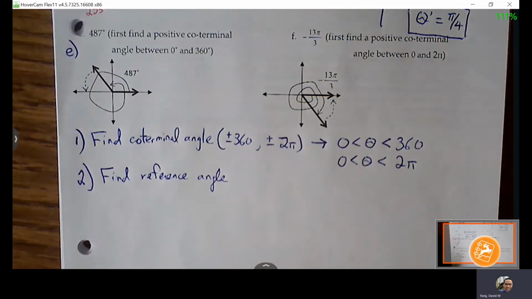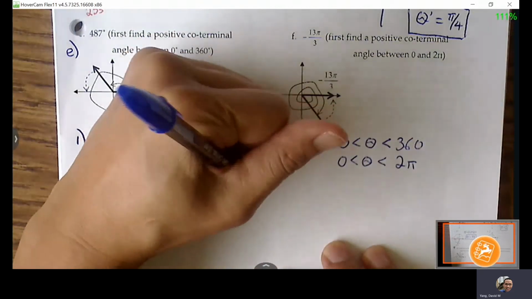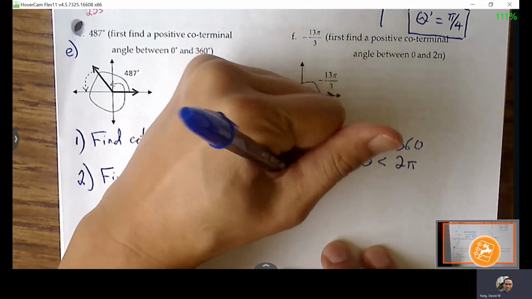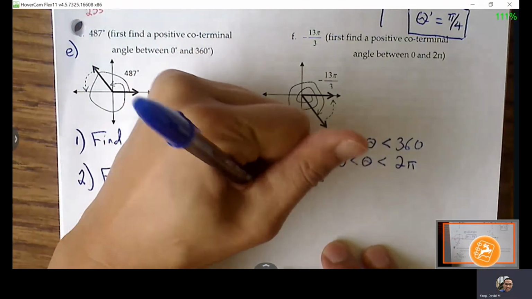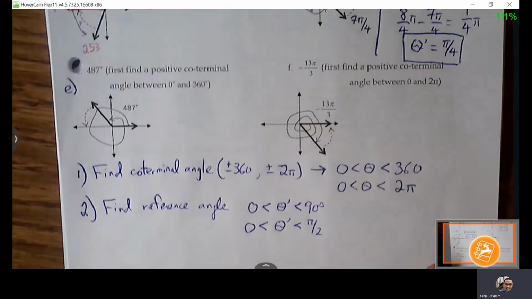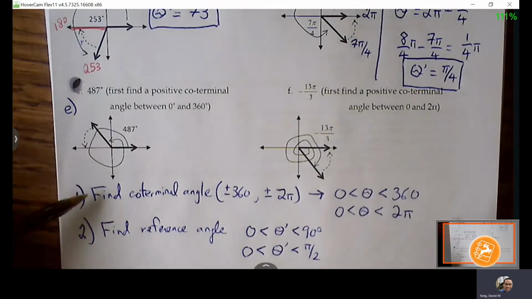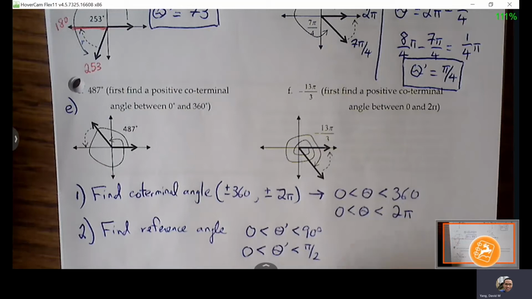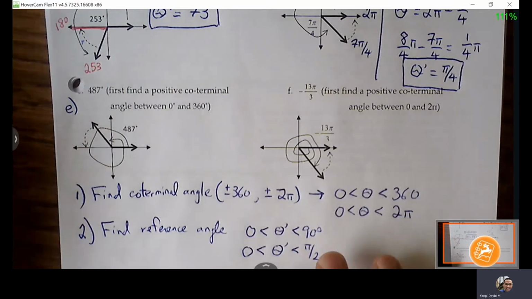And your reference angle, depending on the quadrant, you're going to either subtract from 180 or subtract from 360. And you do want to make sure that your reference angle lands nicely between 0 and 90 degrees, or if it's in radians, nicely between 0 and pi over 2. Okay, so let's go through these two steps for this problem here. So 487. If the graph wasn't drawn for you, we're going to have to subtract from 360 until we recognize a coterminal angle that we can place.